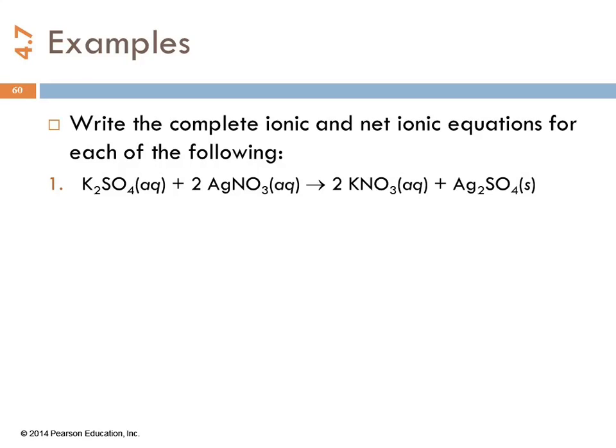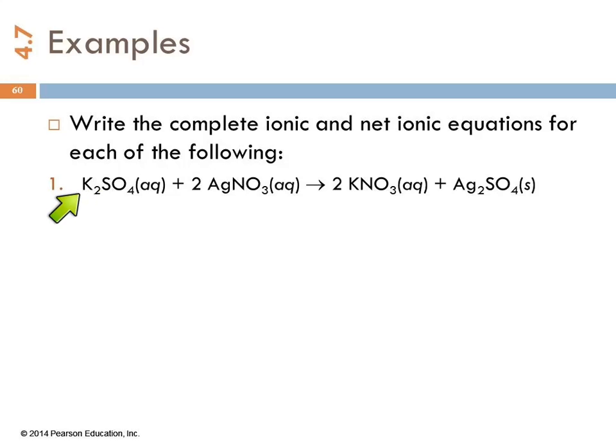Example. Write the complete ionic and net equations for each of the following reactions. So we're being given the molecular equation. So complete ionic, we need to look at these things. If they're aqueous, we're probably going to divide them into ions. Are there any acids in this reaction at all? Anything that starts with H? No. So we don't have to worry about that. This is an ionic compound, aqueous. We're going to separate it into ions.